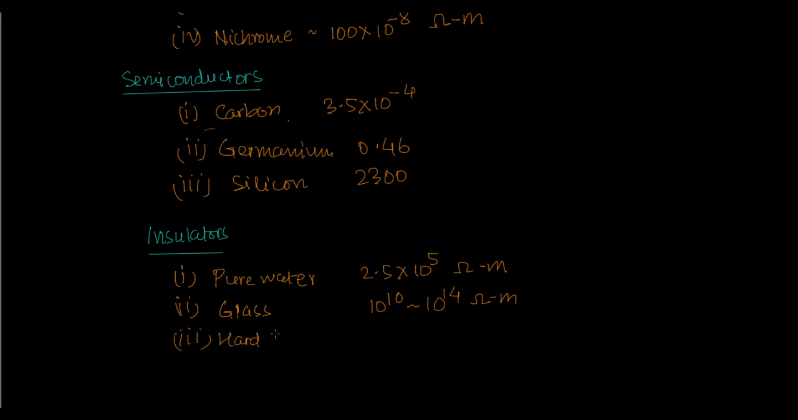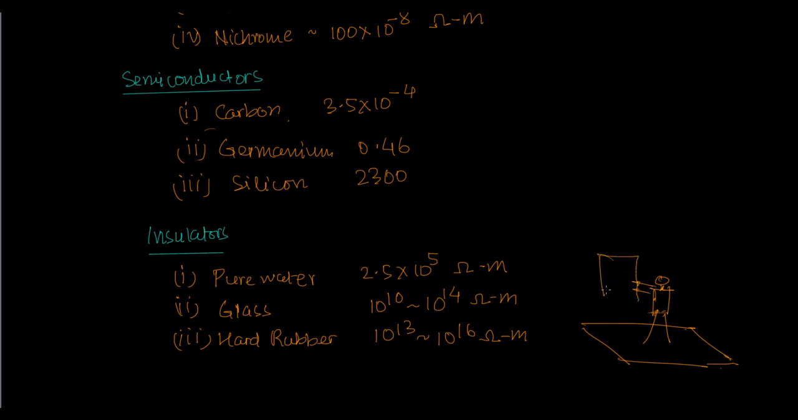so hard rubber goes from 10 to the power 13 to 10 to the power 16, okay, ohm meters. So the surface on which the electrician stands and repairs some electric gadgets, say there is an electric board here, that is normally done standing on a thick rubber mat. The reason is they are almost insulated. So if accidentally you happen to touch some live wire out here, the current does not flow through here and you're safe. It's not fatal.